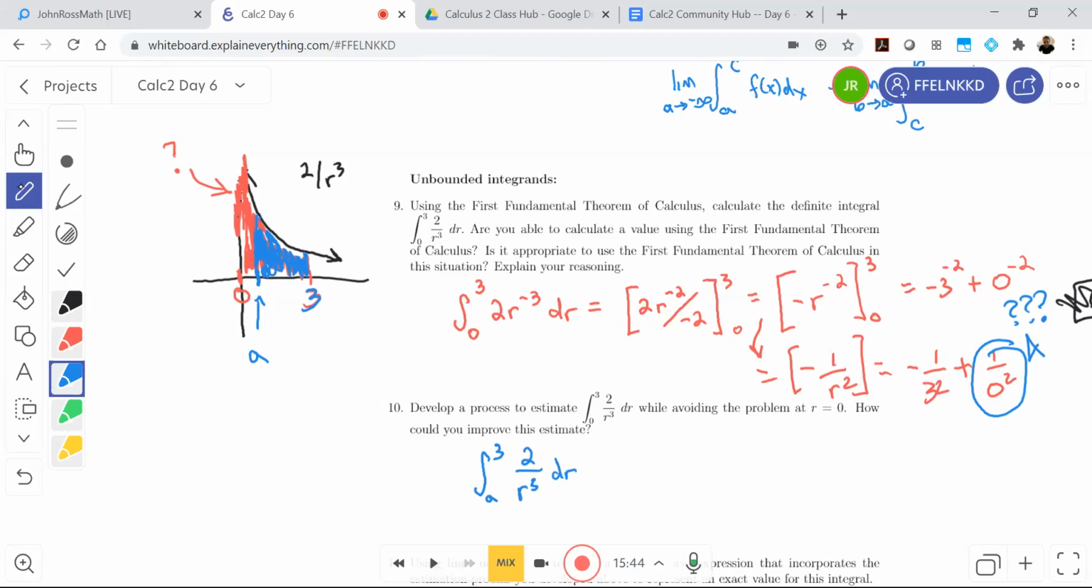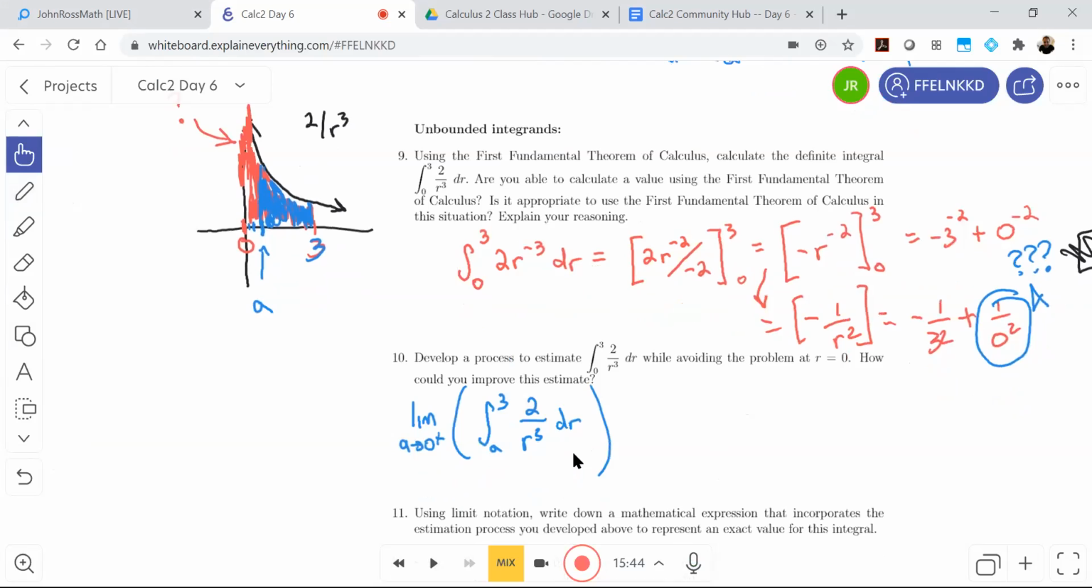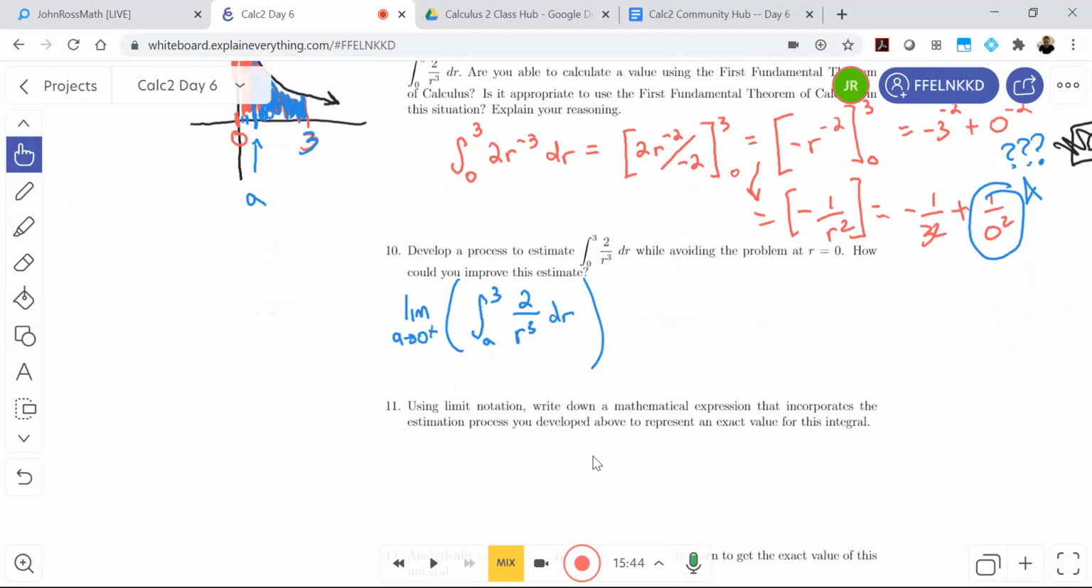And then we're going to take that number a and inch it closer and closer and closer to the number 0. So we'll take a limit as a goes to 0 from the right-hand side of that expression there. Right? Maybe to explicitly answer the question as it's written, we can estimate the integral by taking an integral from a to 3, and then we can improve that estimate by inching that left endpoint a little bit closer and closer and closer to the number 0. And so in this limit process here, that is actually what we get.